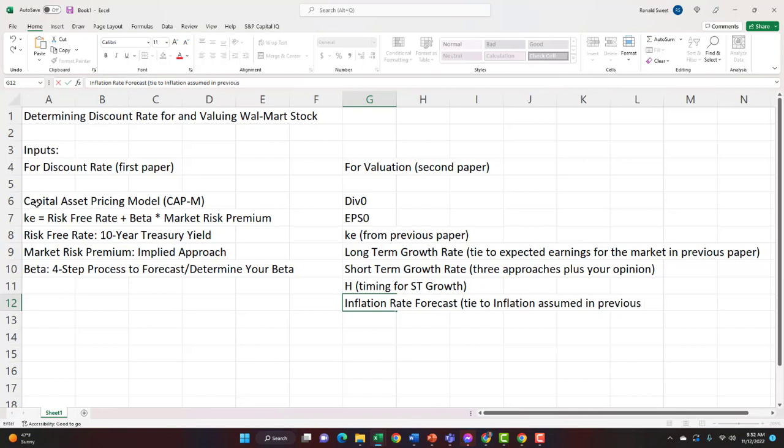So you can see for this second paper, some of your assumptions you would have already used in the first paper, and as a result, you don't want to be inconsistent, so we'll tie back to that. It doesn't mean it has to be the same, doesn't mean that the long-term growth rate you use for your company will be the same long-term growth rate you assume for the stock market in the previous paper, but there should be some relationship. They shouldn't be radically different numbers. So these are numbers we need to get. So let's start with the first one, and that is the risk-free rate.